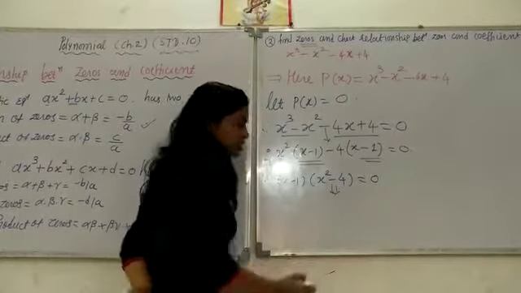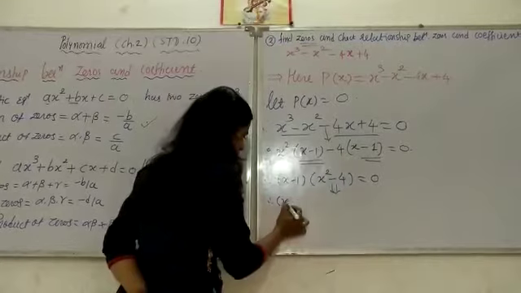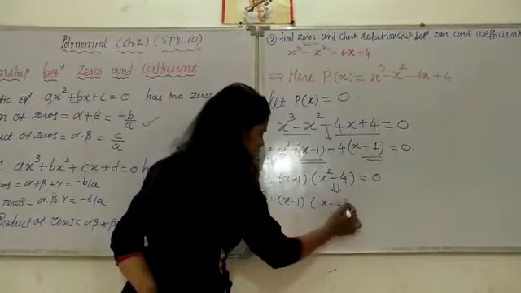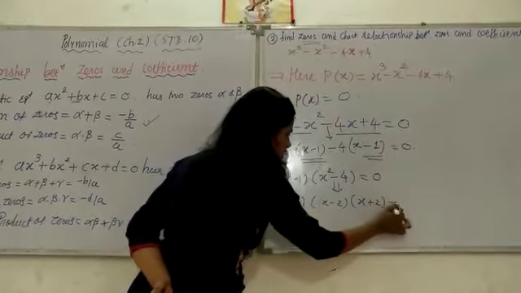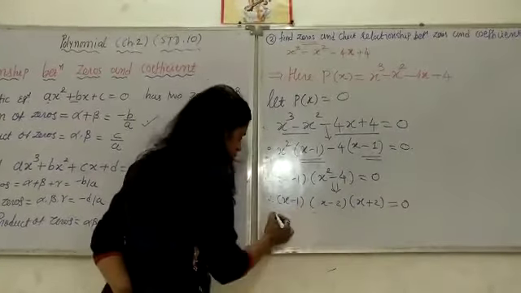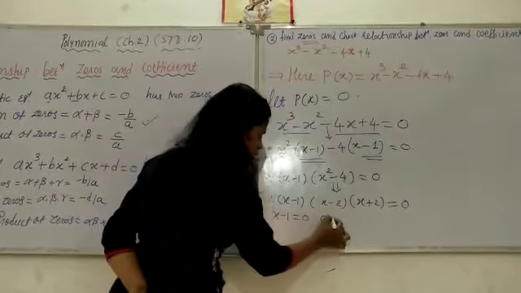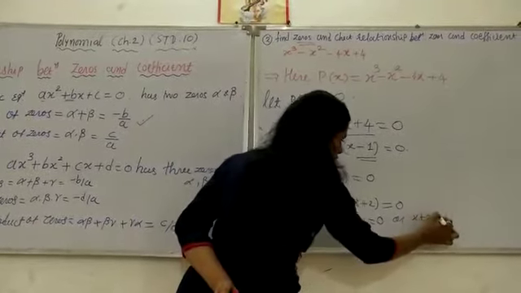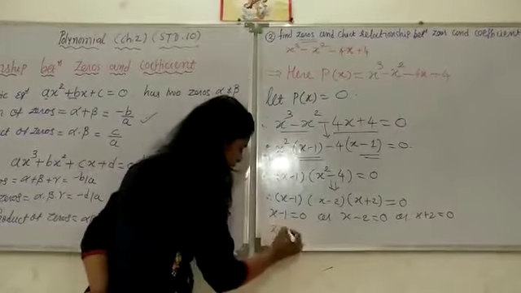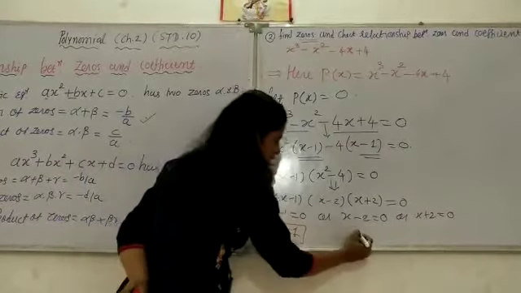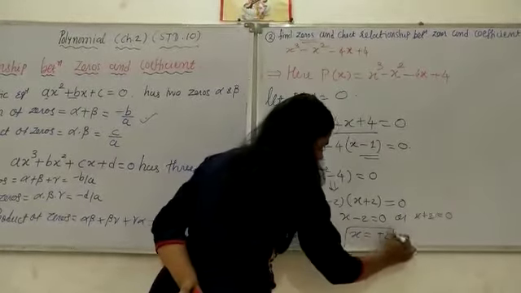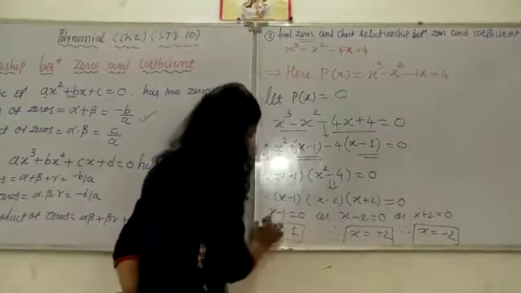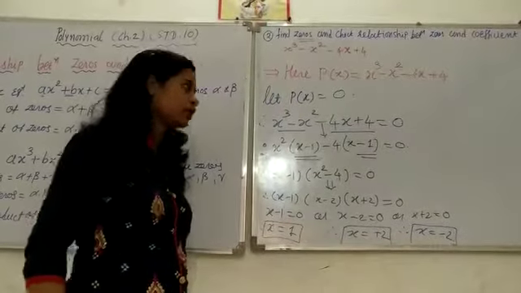Now again factorize this if it is possible. This is x minus 1, and this is x square minus 2 square. That means its factors are x minus 2 and x plus 2, which is equal to 0. Now by the zero product rule, x minus 1 equals 0 or x minus 2 equals 0 or x plus 2 equals 0. So x is equal to plus 1, x is equal to plus 2 and x is equal to minus 2. These three are the zeros of this given cubic polynomial.